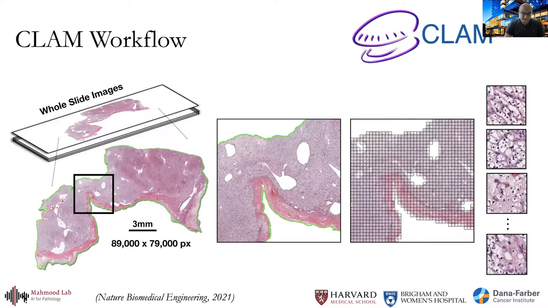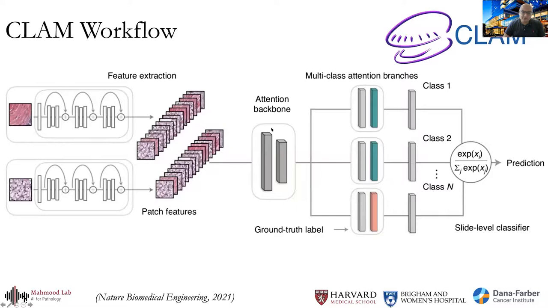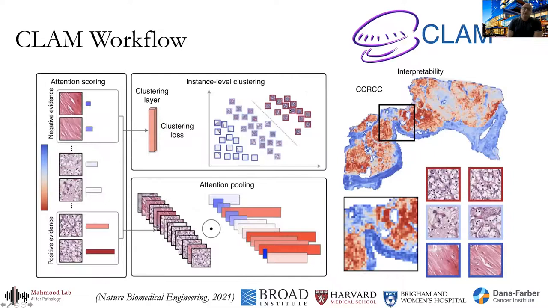There's an attention backbone that's learning which region of the whole slide, or which patches, are most important. And then there are multiple attention branches which categorize each one of the classes that we are looking at, and towards the end there's attention pooling to make a slide level prediction. There's also instance level clustering that groups together and clusters similar regions within the whole slide. And then there's, as I said, attention pooling, trying to find what region is most important and weighing that region in a more significant manner.